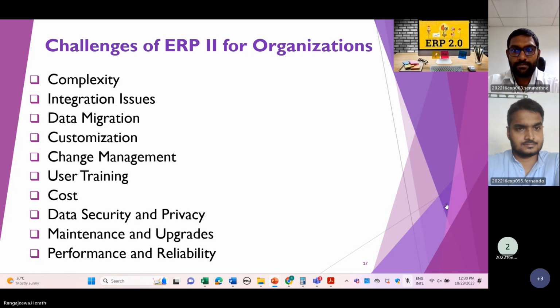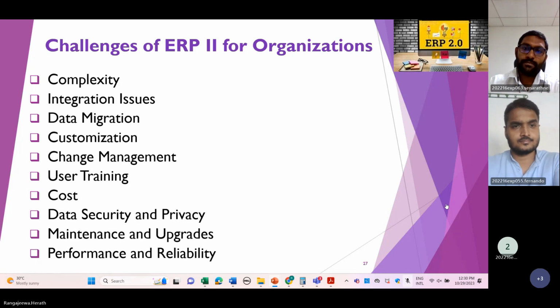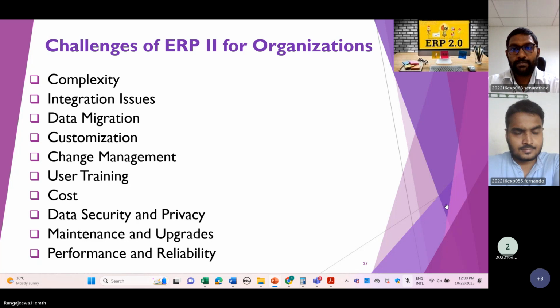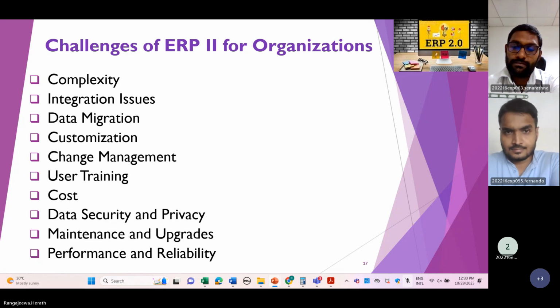Challenges: cost. ERP is very high to purchase. To implement ERP, you have to budget the cost and you have to manage it, otherwise it will overrun. Data security and privacy, maintenance and updating, performance and reliability. There are also more spaces in cloud.